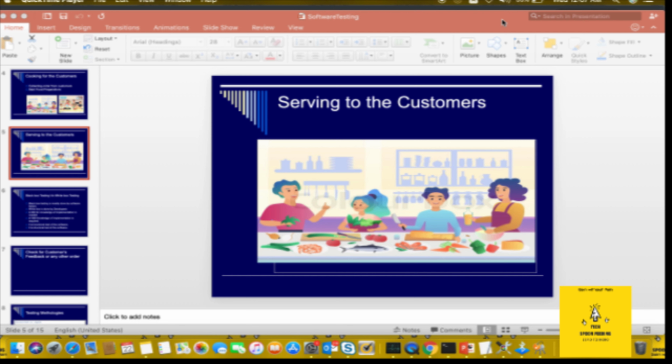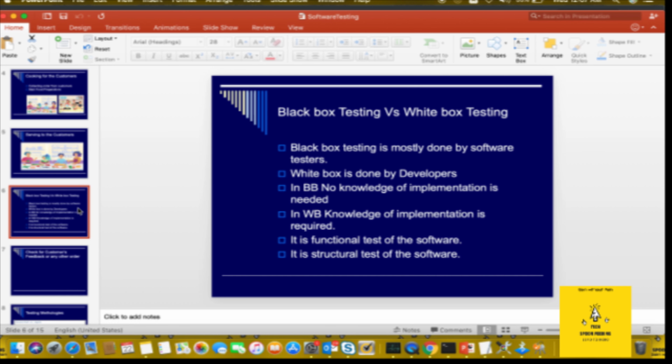Coming to this video, we'll be learning about the difference between black box testing and white box testing. To understand this difference, let's go back to the previous video example we already discussed.